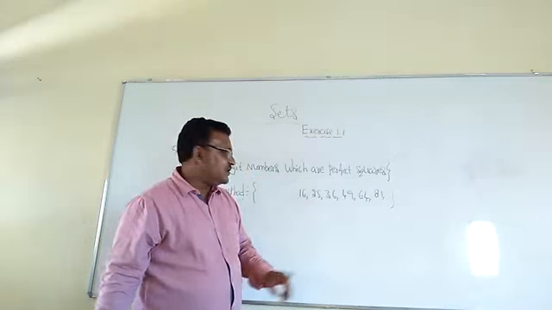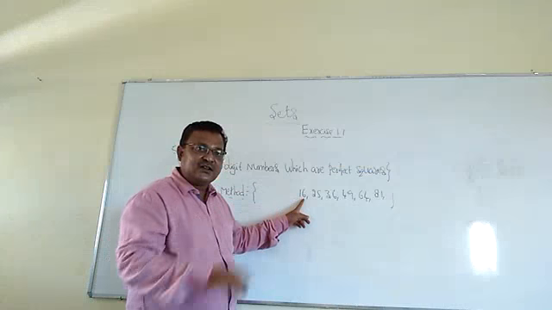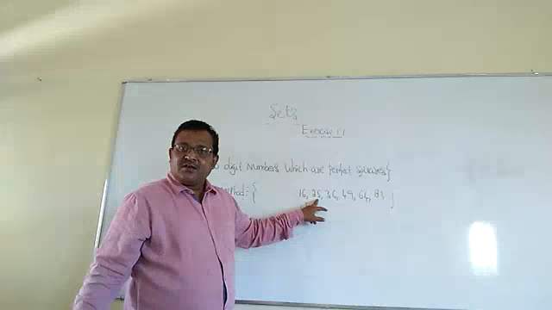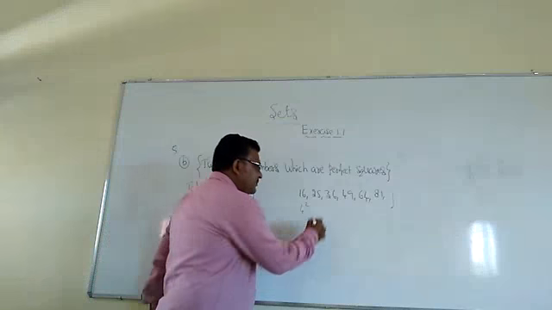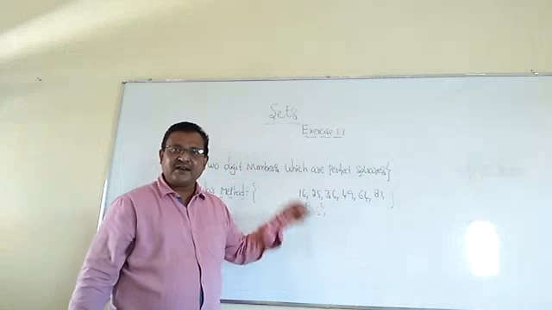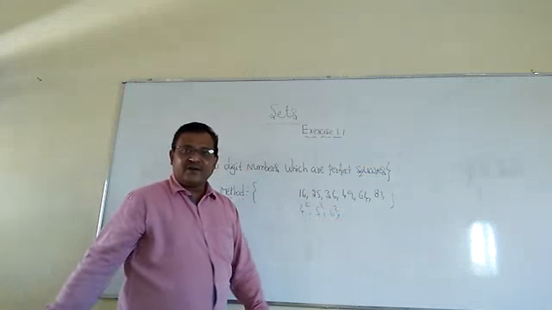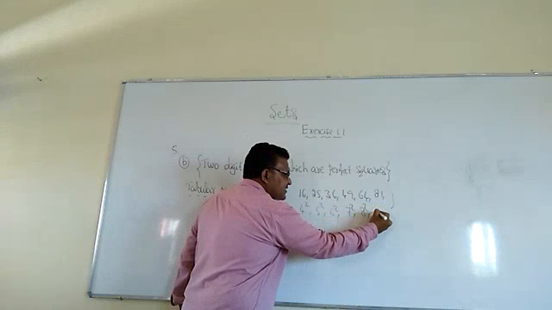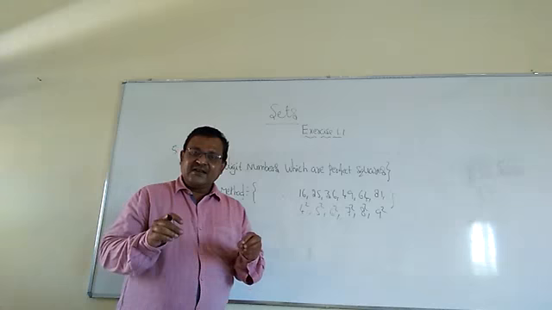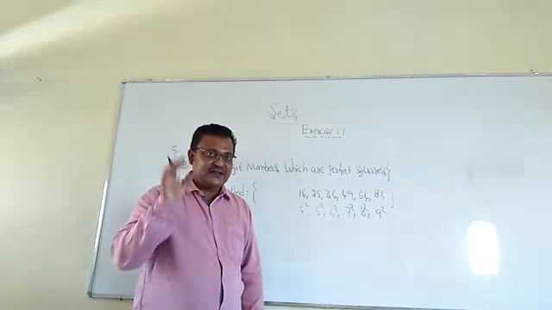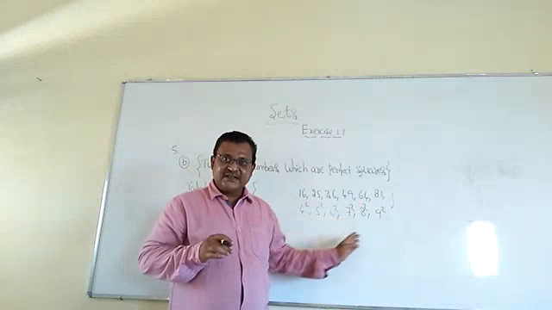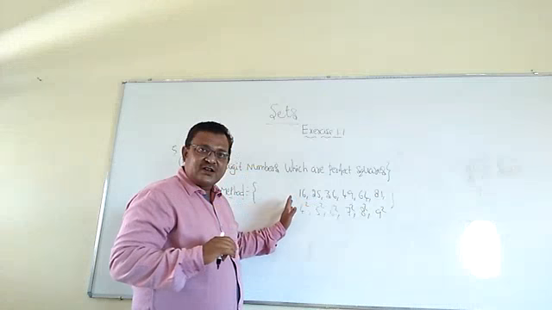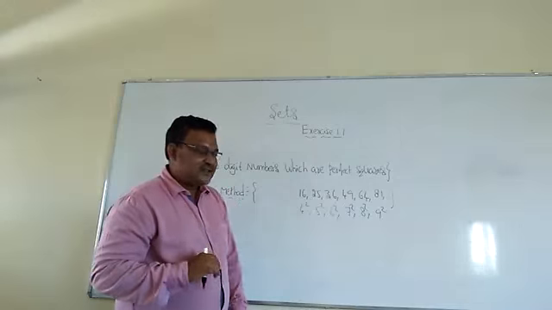Perfect square means you have to know the numbers which can be written as the square of another number. That means 16 we can write as the square of 4. 25 is the square of 5. 36 is the square of 6. 49 is the square of 7. 64 is 8 square. 81 is 9 square. So the numbers which can be expressed as squares of other numbers are perfect squares. And moreover, these are all two digit numbers. Two digit numbers which are perfect squares. Got it.